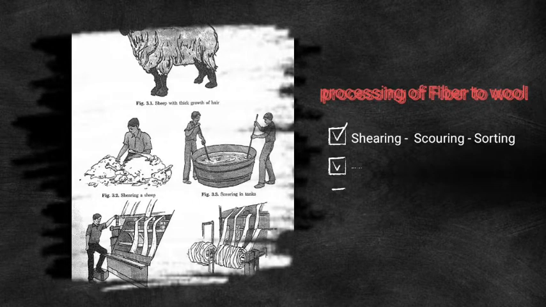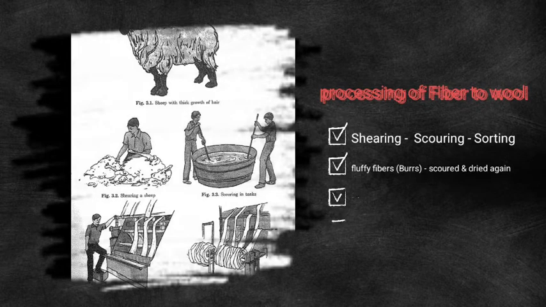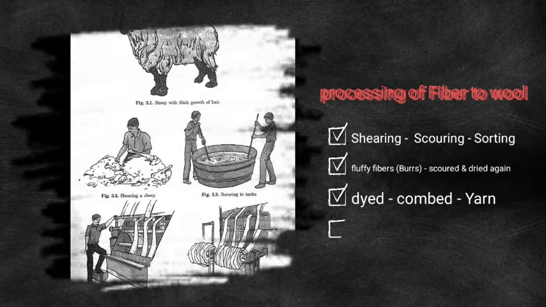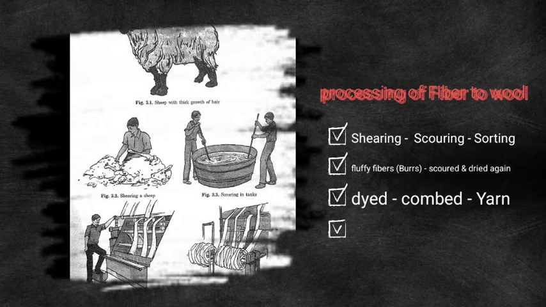Step 2. The sheared skin with hair is thoroughly washed in tanks to remove grease, dust, and dirt. This is called scouring. Step 3. After scouring, sorting of hairs is done based on different textures. Step 4. The small fluffy fibers, called burrs, are picked out from the hair. The fibers are scoured again and dried. This is the wool ready to be drawn into fibers.